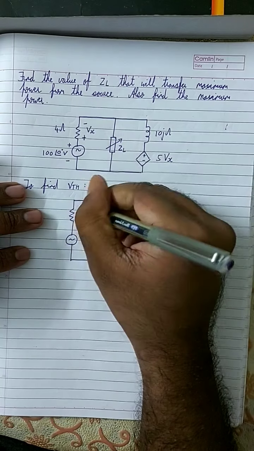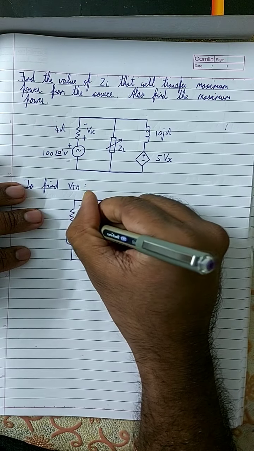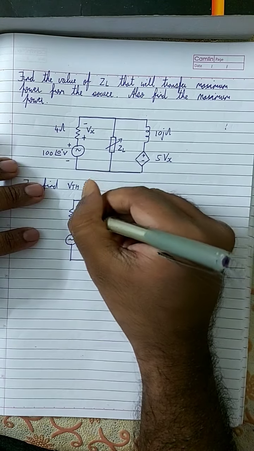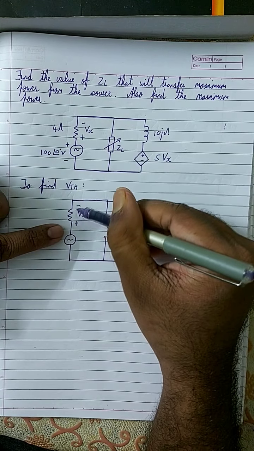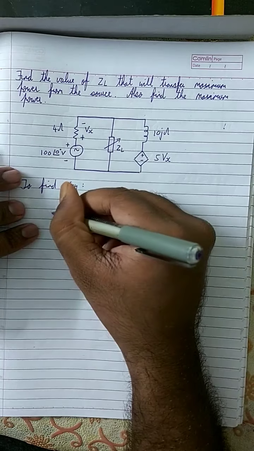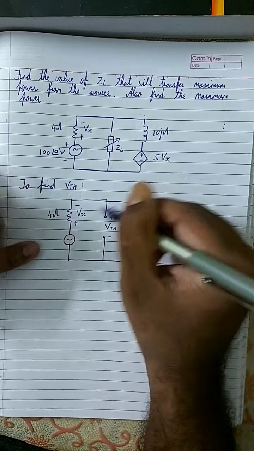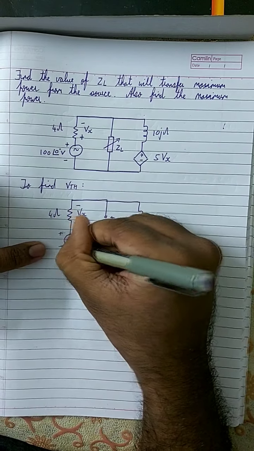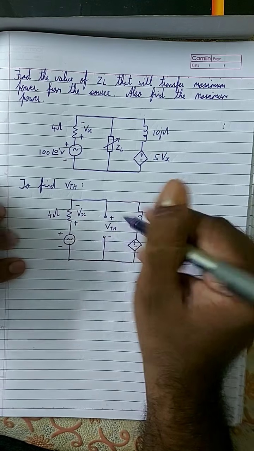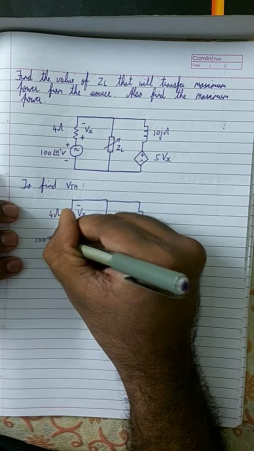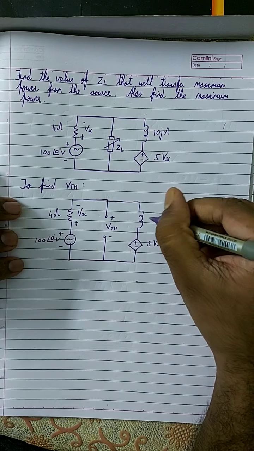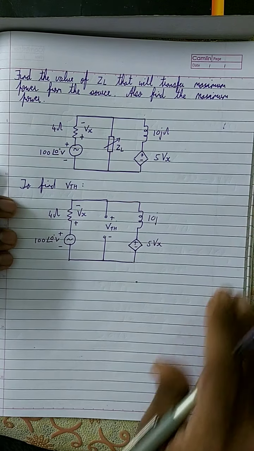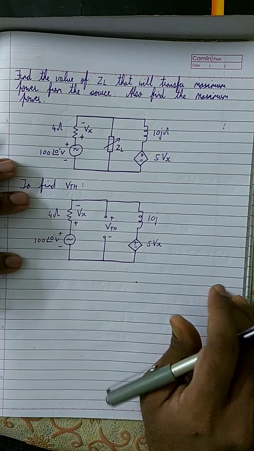So what is Vx? Vx is the voltage across this 4 ohm resistor. See, the polarity is given. This is positive and this is negative. The value of the resistor is 4 ohm. This is a voltage source, and this is the positive terminal, this is the negative terminal of the battery, and this is 100 angle 0 degrees. 100 angle 0 is 100 itself. This is 10J.